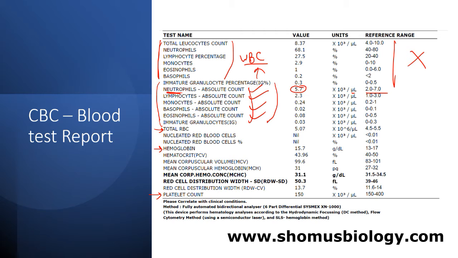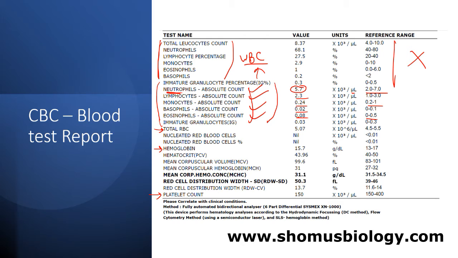Lymphocyte absolute count should be 1 to 3. In my case 2.3. Monocyte absolute count 0.2 to 1. In my case 0.24. Basophil absolute count 0 to 0.1. In my case 0.02, which is normal. Eosinophil absolute count normal range 0 to 0.5. In my case 0.08, which is also normal.